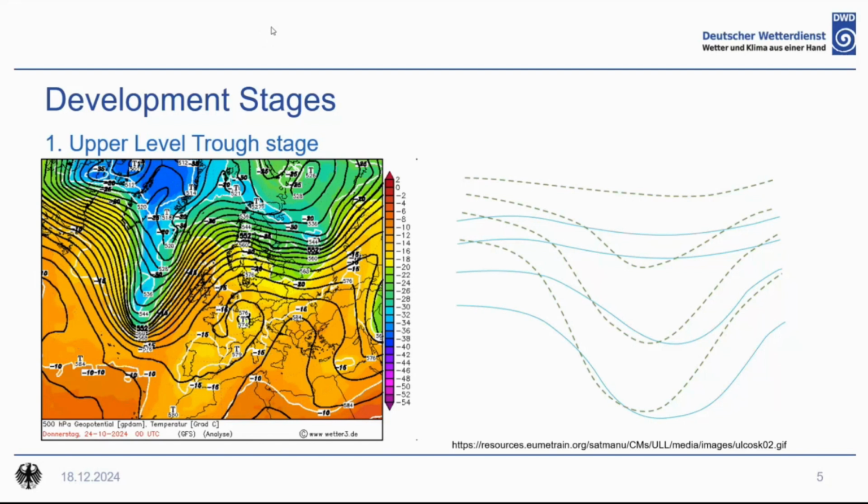For the initial stage of a cutoff process, the upper level trough needs to amplify. On the right picture, you can see how the temperature wave needs to fall behind the trough, so that the cold air advection can cause the amplification of the trough.